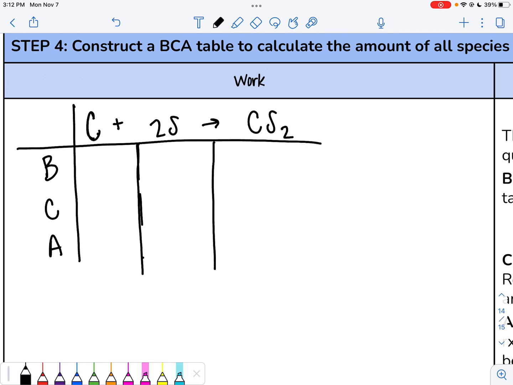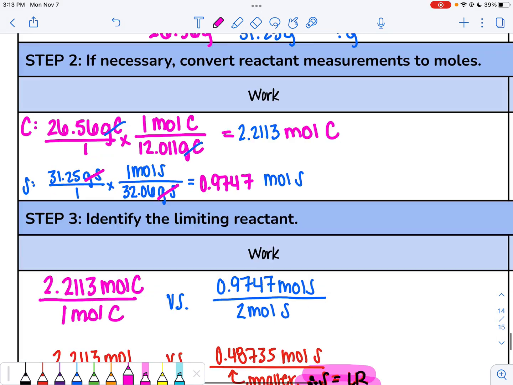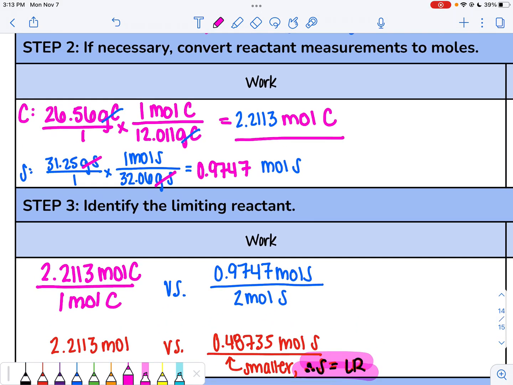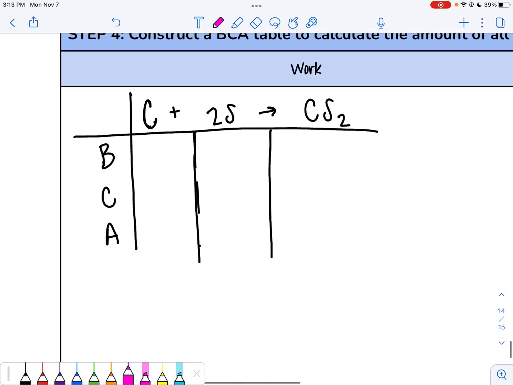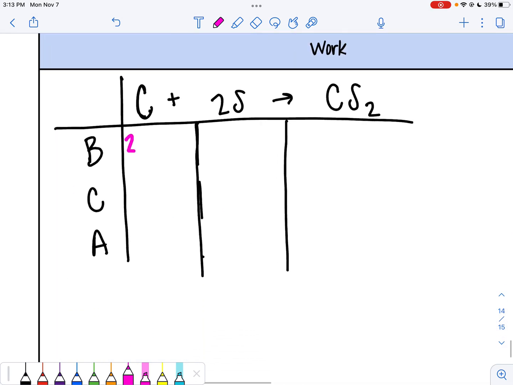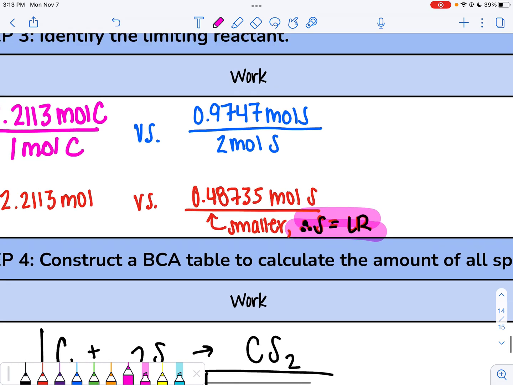Okay, so before my reaction occurs, let's think about how many moles of each substance I have. Before, change, after, you can only put things in terms of moles, no masses. That's why we converted to moles in the first place. So before my reaction occurs, I know that I have this many moles of carbon because I calculated it out already. So I have 2.2113 moles of carbon.